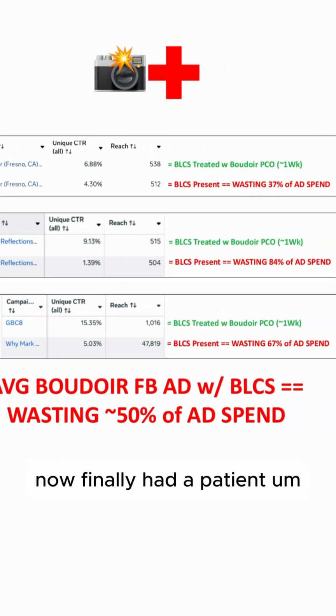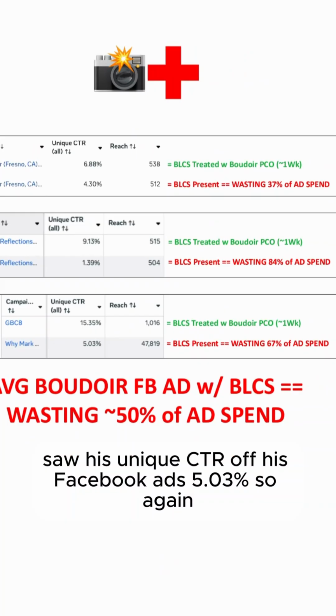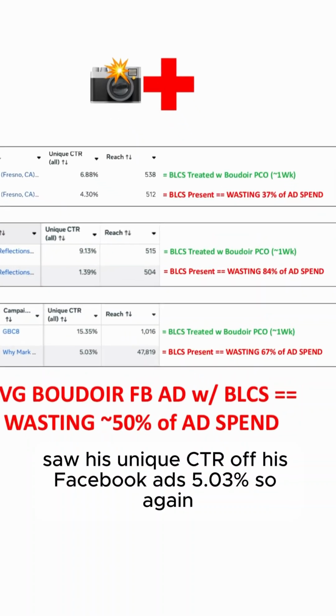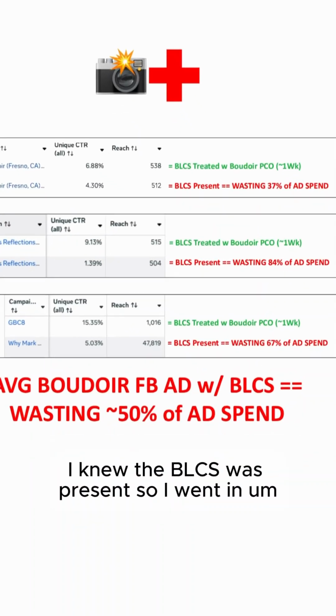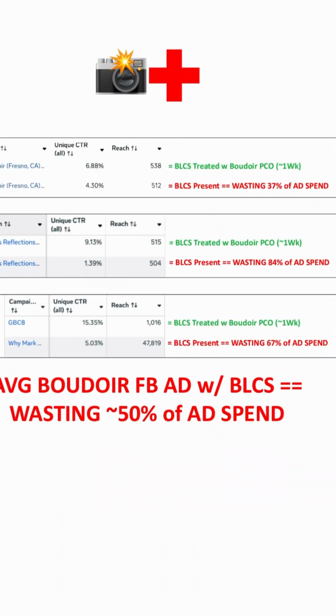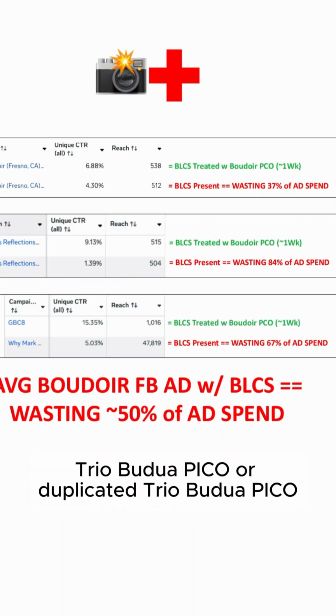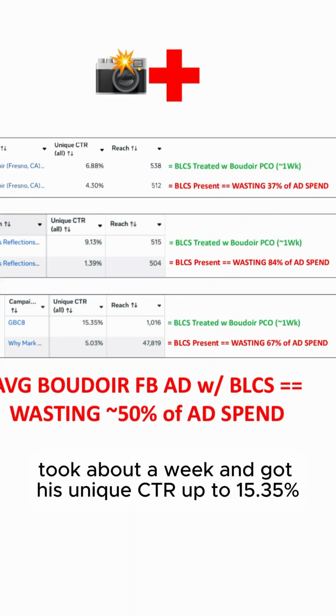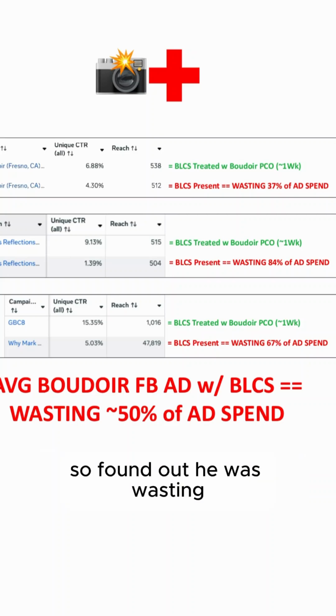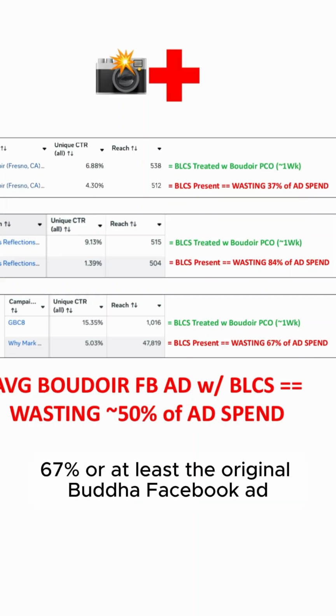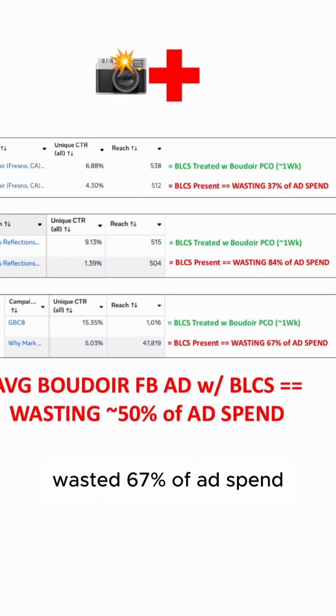Now, I finally had a patient who saw his unique CTR all of his Facebook ads at 5.03%. So again, I knew the BLCS was present. So I went in, duplicated, treated with Boudoir Pico, took about a week, and got his unique CTR all up to 15.35%. So I found out he was wasting 67%, or at least the original Boudoir Facebook ad was wasting 67% of ad spend.